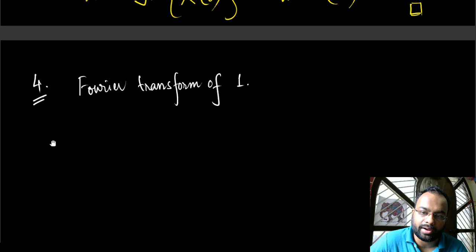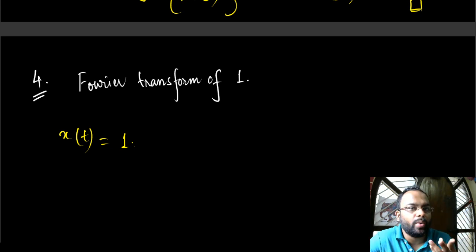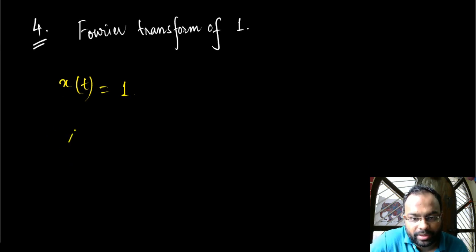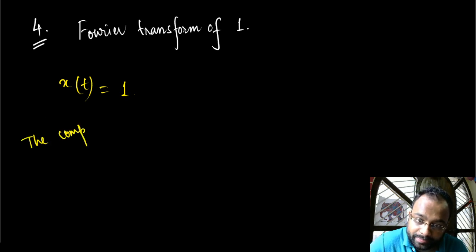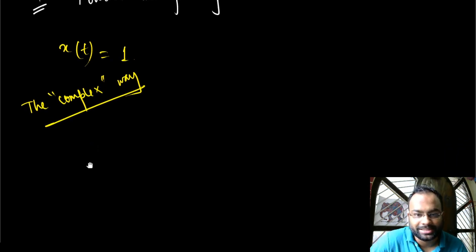Right? Fourier transform of 1. So we have x(t) equal to 1. Now let's try to see how we can actually do this in the standard way, from the formula, from the definition. And we will shortly see, this is the difficult way, the complex way. In the complex way you have to know complex analysis.